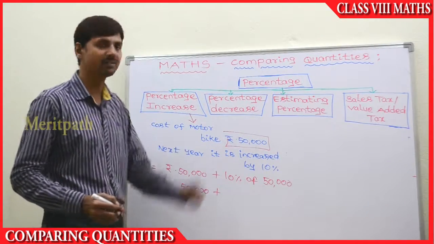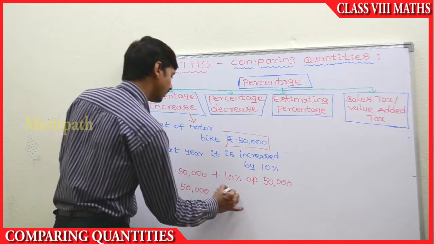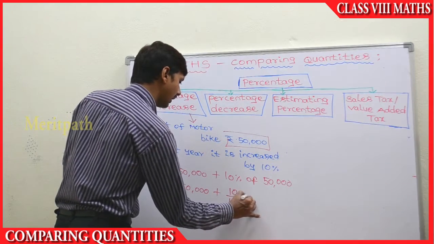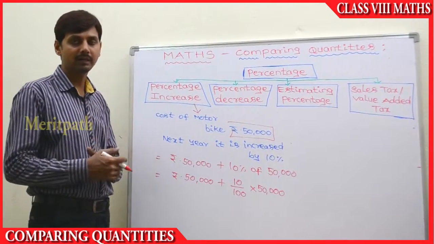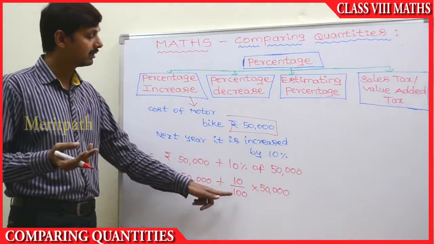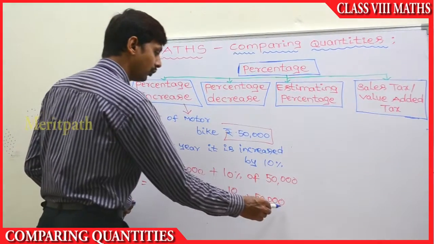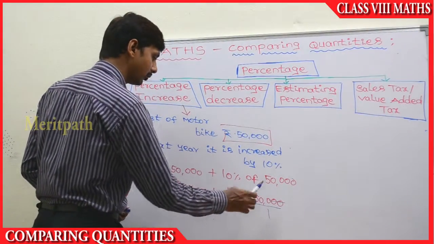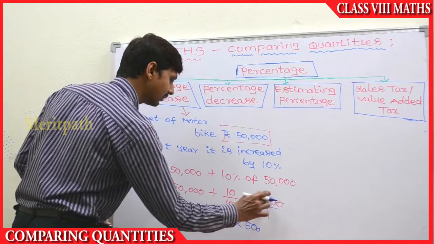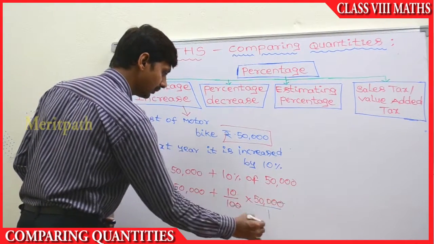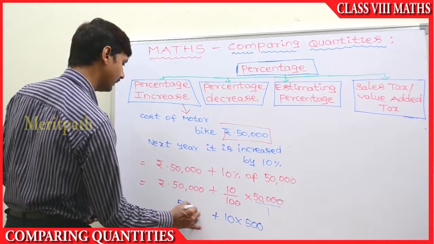And 10%, as we discussed in the previous class, we change the percentage into a fraction. It is taken out of 100, times 50,000, because percentage is calculated out of 100. So 10 by 100, times 50,000. Let's cancel: the denominator and numerator each have two zeros, so two zeros get cancelled, and we get 10 into 500.